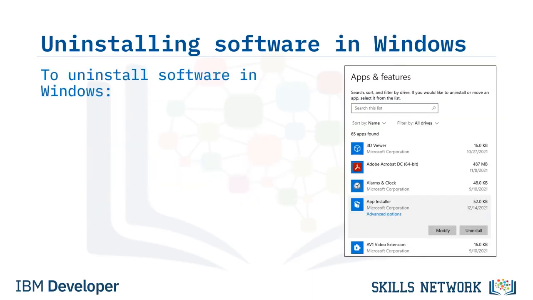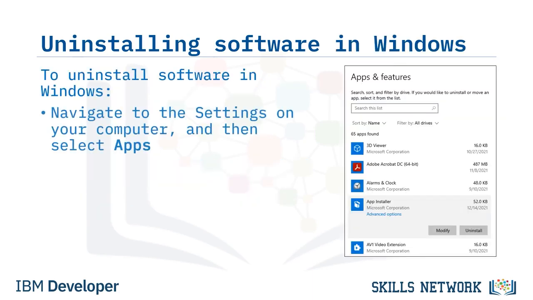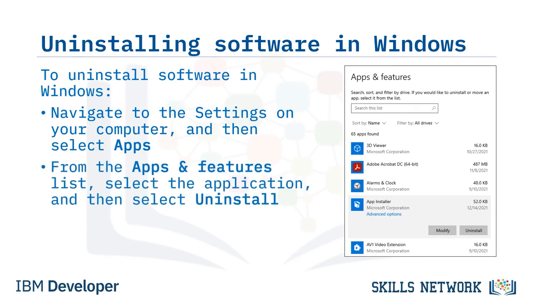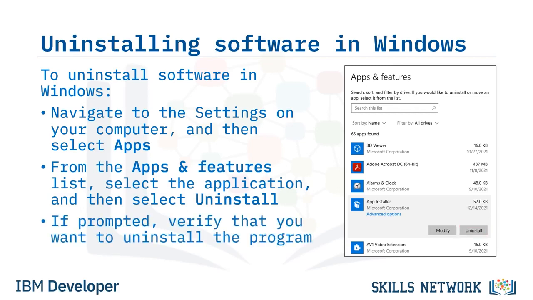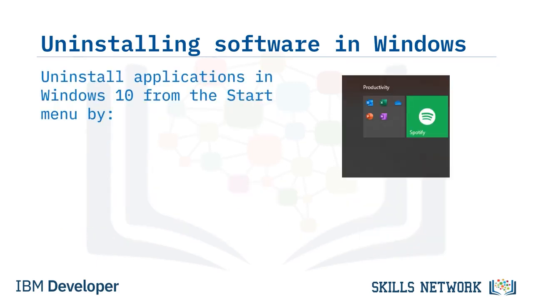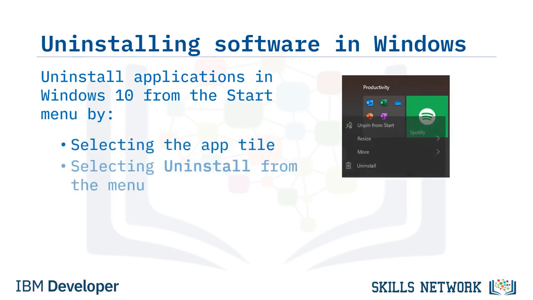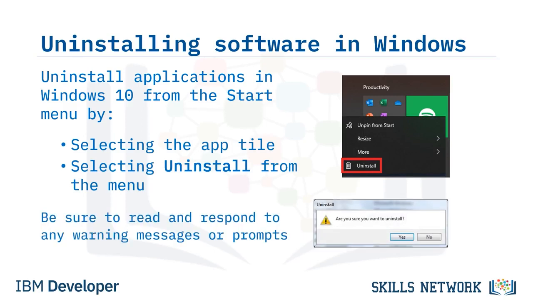Follow these steps to uninstall software in Windows. Navigate to Settings on your computer and then select Apps. From the Apps and Features list, select the application and then select Uninstall. And if prompted, verify that you want to uninstall the program. If you are using a more modern version of the Windows OS, such as Windows 10, you can uninstall a program or application from the Start menu by selecting the app tile and selecting Uninstall from the menu. Be sure to read any warning messages or prompts about uninstalling the software.